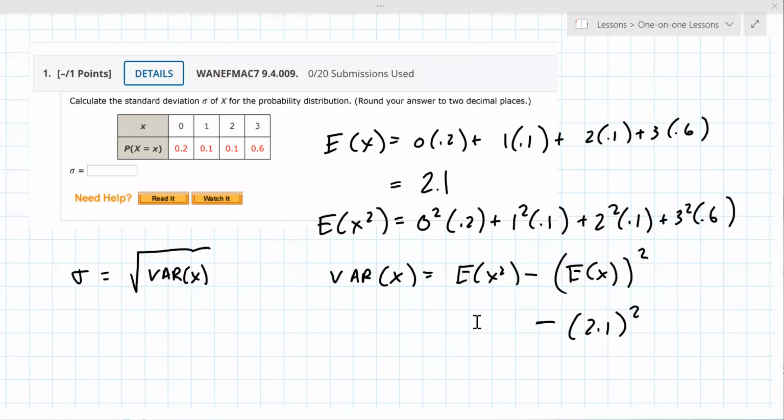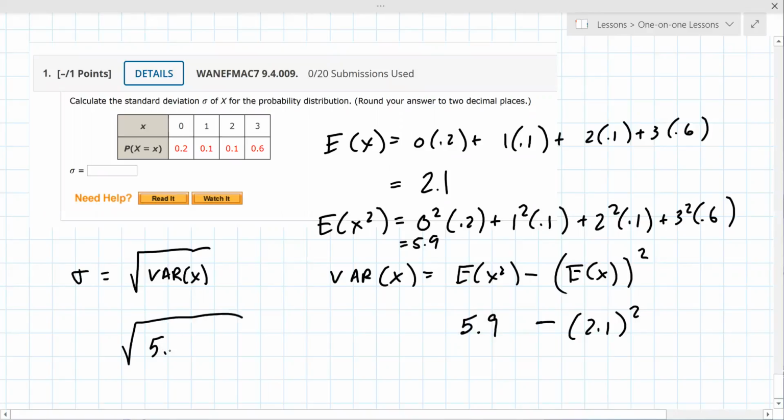All right, so that's 5.9. When you get that, that's what this number is. I mentioned that the standard deviation is the square root of the variance. Well, the variance is this over here. So it's the square root of this 5.9 minus 2.1 squared. And I'll do the square root of that minus that number squared. So I end up getting, how many decimal places does it want? 2 decimal places, 1.22.